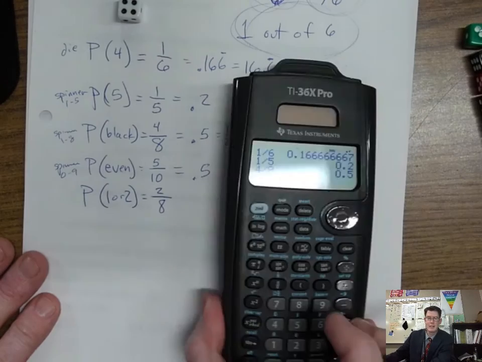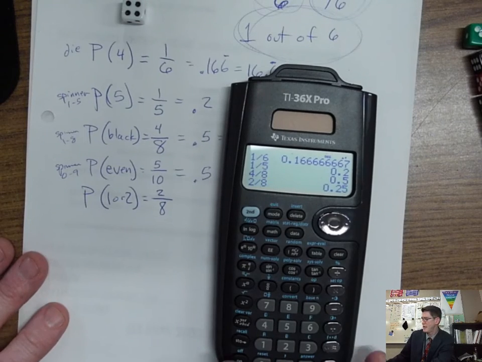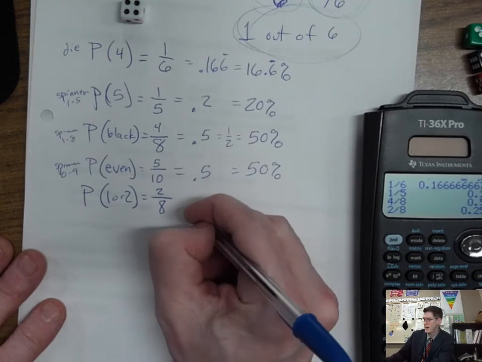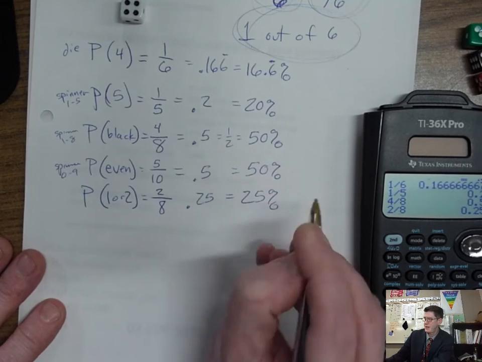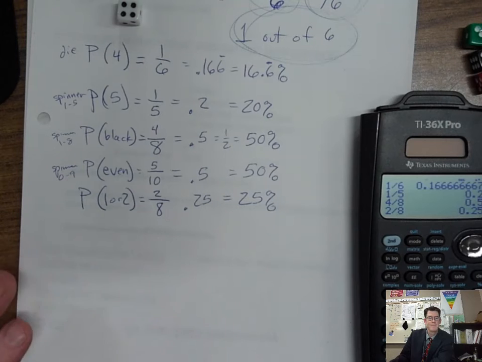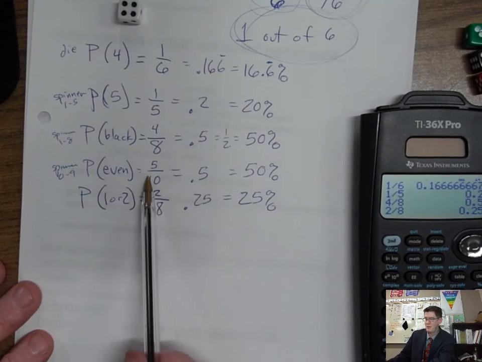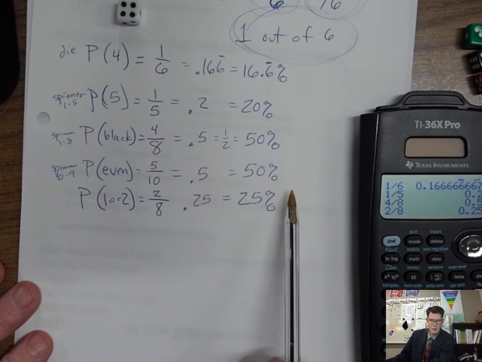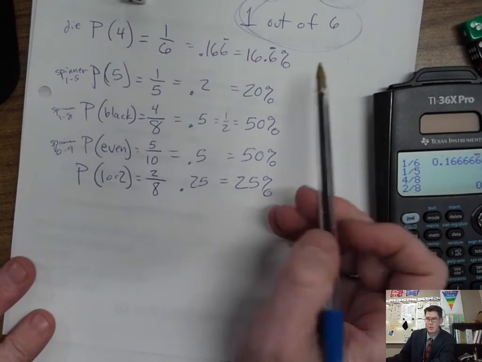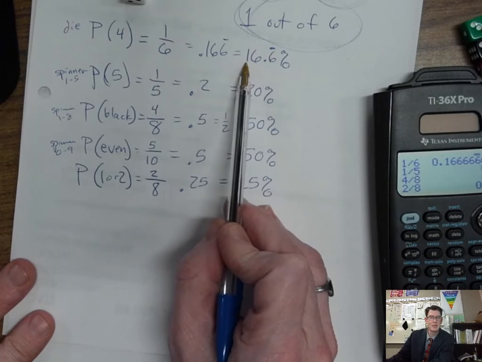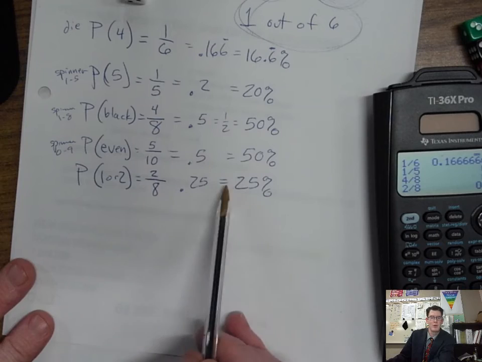And then finally, 2 divided by 8, you might be able to see what that is. Your calculator will make it sure, 0.25. You move the decimal 2 places, you get 25%. So that's how we write probabilities. That's how we write them, either as a fraction or a decimal or a percent. Rolling a 4 is only 16%. Rolling, getting a 1 or 2 is only 25%.